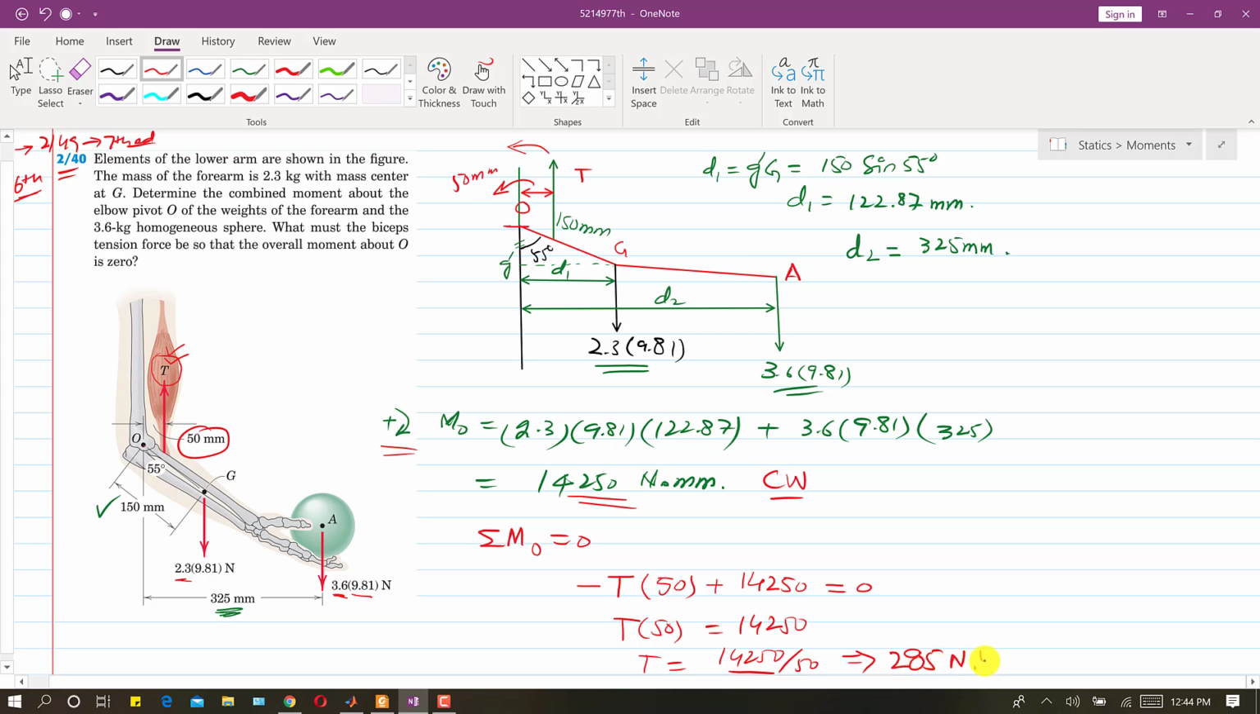So this is the solution for this problem. This is the moment produced by the two weights, the weight of the forearm and the weight of the sphere, and this is the tension in the biceps, right? This is the solution of this problem.